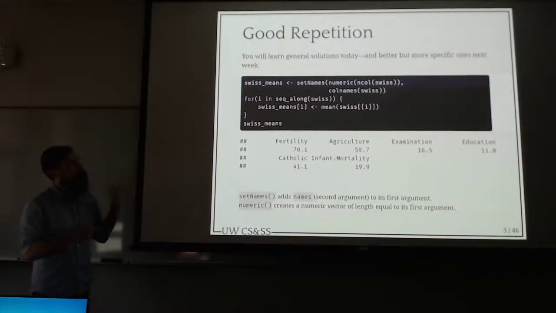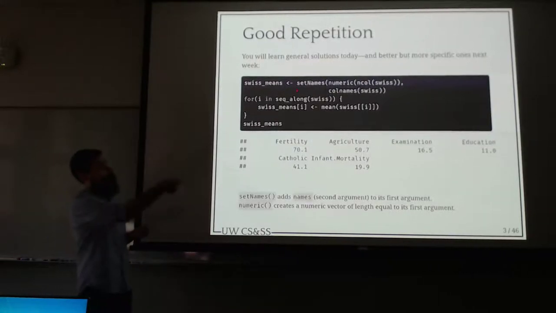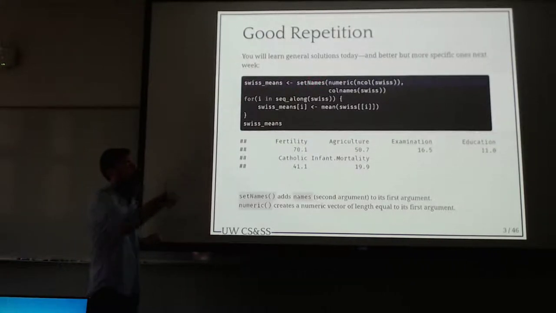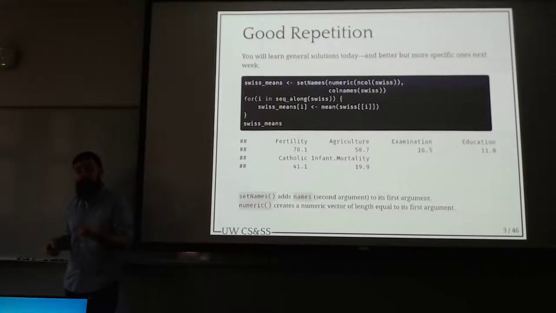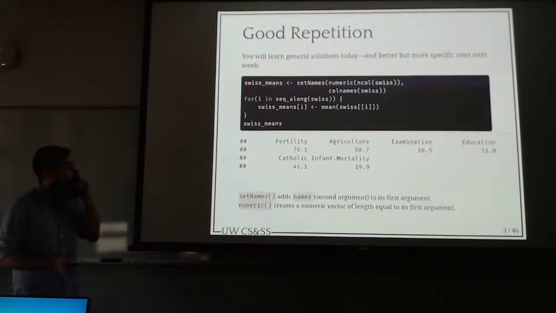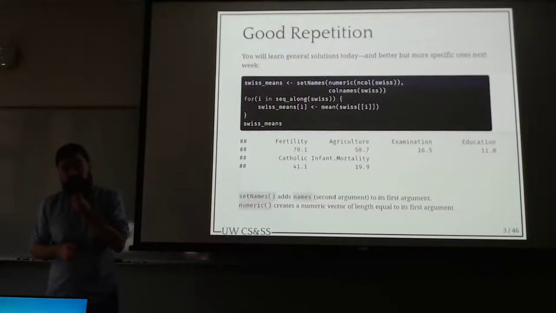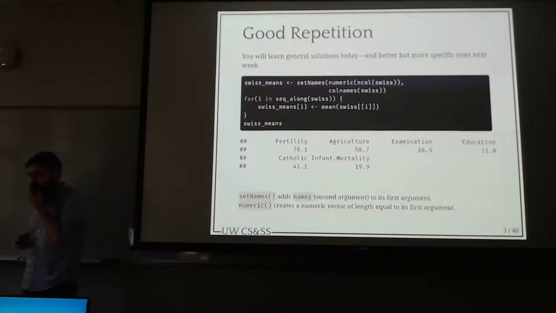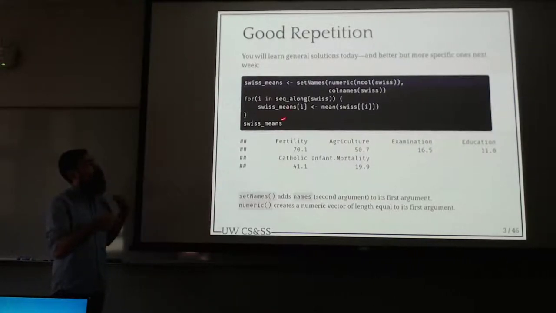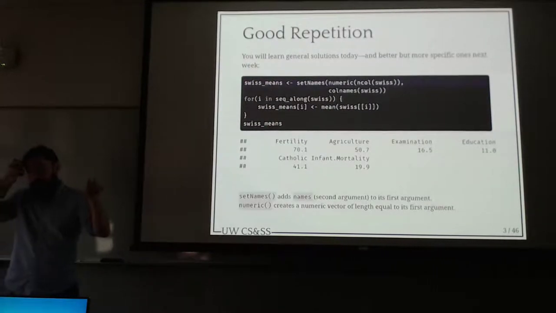Okay? This is used in some complex things I've only briefly talked about or haven't introduced at all, like the setNames function here. SetNames is just a shortcut for creating an object and then assigning names to it. We're going to use it a couple times today. And numeric here is just a shortcut for creating a numeric vector. Anyway, this doesn't have to make sense to you, but know that this small amount of code is just a little bit shorter than this, really.